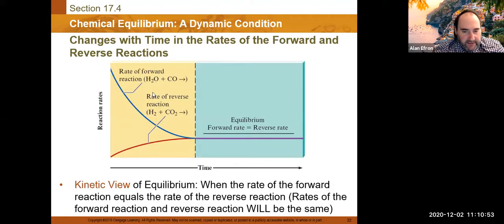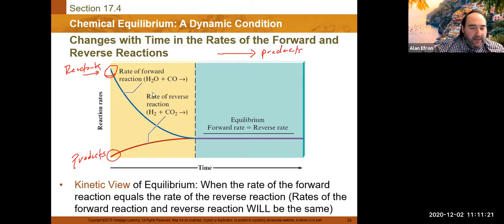So, changes with time and rates of the forward and reverse reaction. When we have a reaction like what we see here, at the very beginning we pretty much have all reactants, which is this blue line, and pretty much none of our products. Remember, in order for this reaction to happen, we've got to use up some of our reactants to make our products. So we expect to see what we see here: the amount of reactant starts to decrease because we use some of those to make our products, and at the same time the amount of products starts to rise.